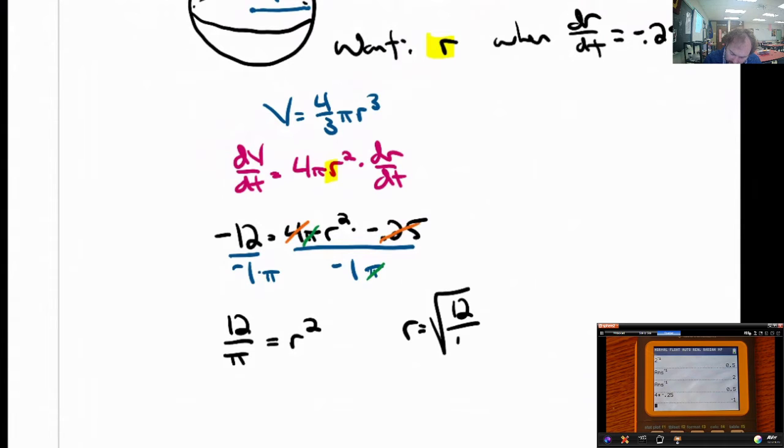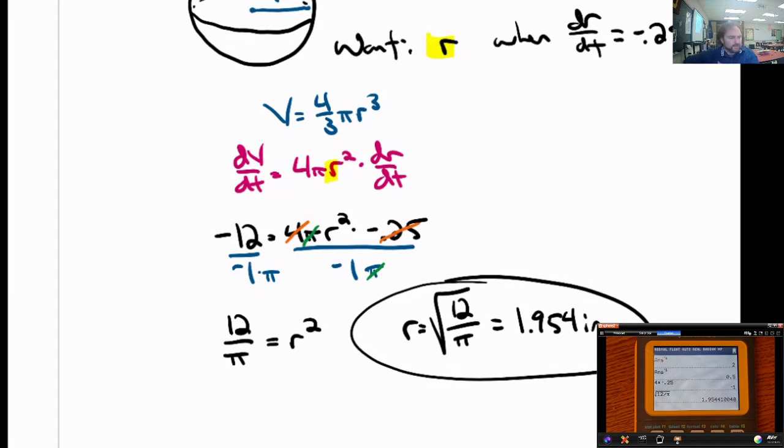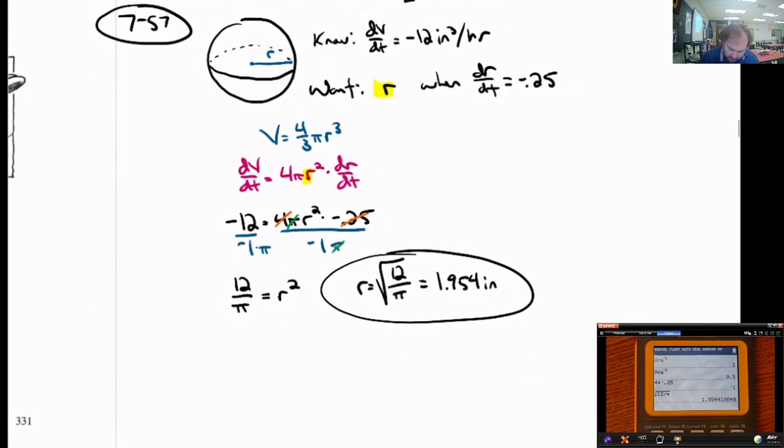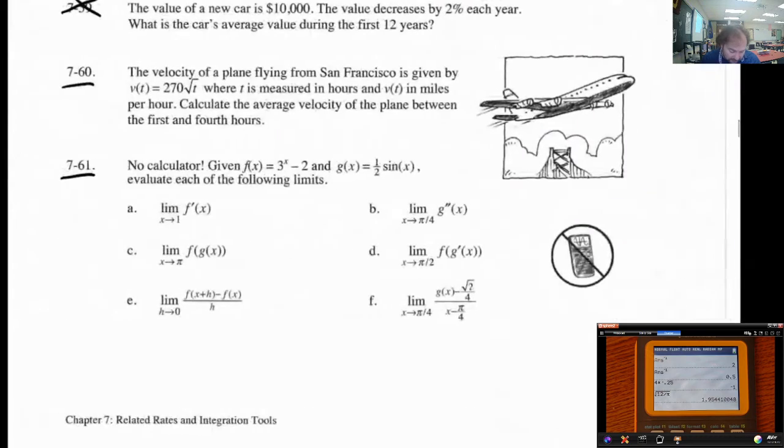And I like that answer because it's exact, but if we go to the calculator, we can get a decimal answer, which probably makes more sense. The radius would be about 1.954 inches at that moment in time. Yeah, that's good. Cool. I love a good related rates problem, especially one that's really straightforward and easy to solve.